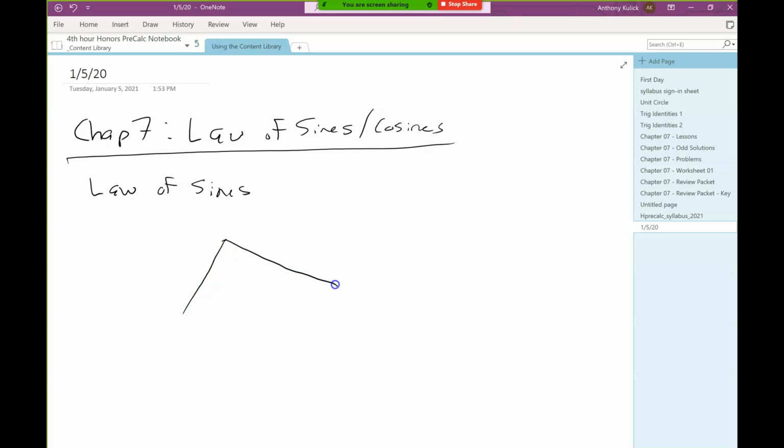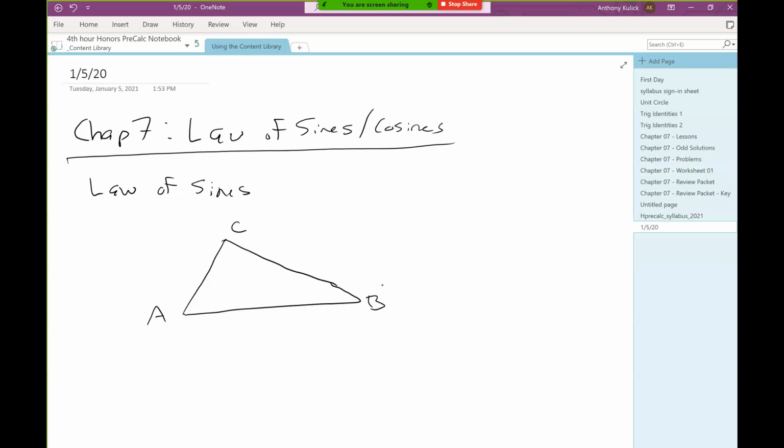So let's just say we have some generic triangle that's not a right triangle. Notice that I didn't put a right angle marker in any of the corners, so we know it's not a right triangle. This does continue to work on right triangles, but it just turns into your SOH-CAH-TOA definition, which is not terribly interesting. So I've named the vertices of this triangle A, B, and C.